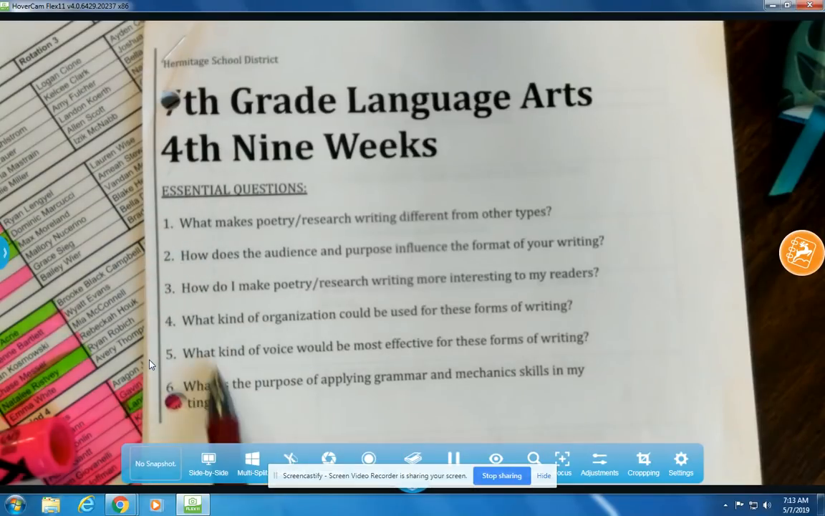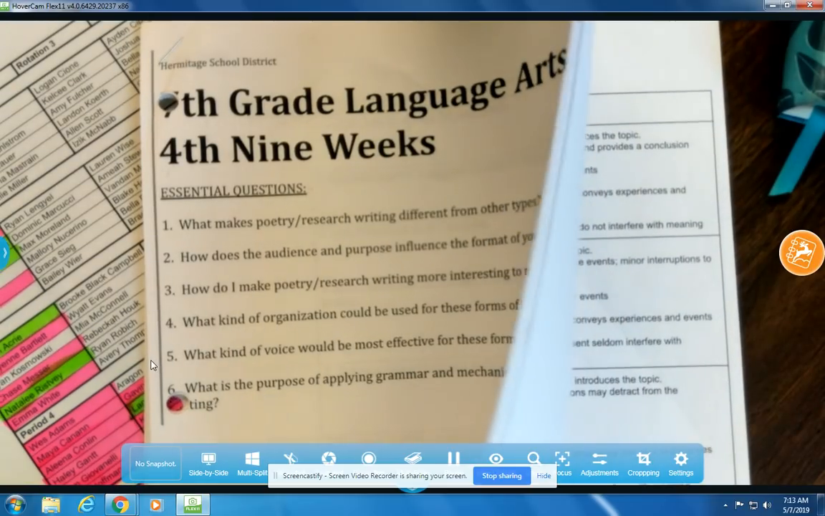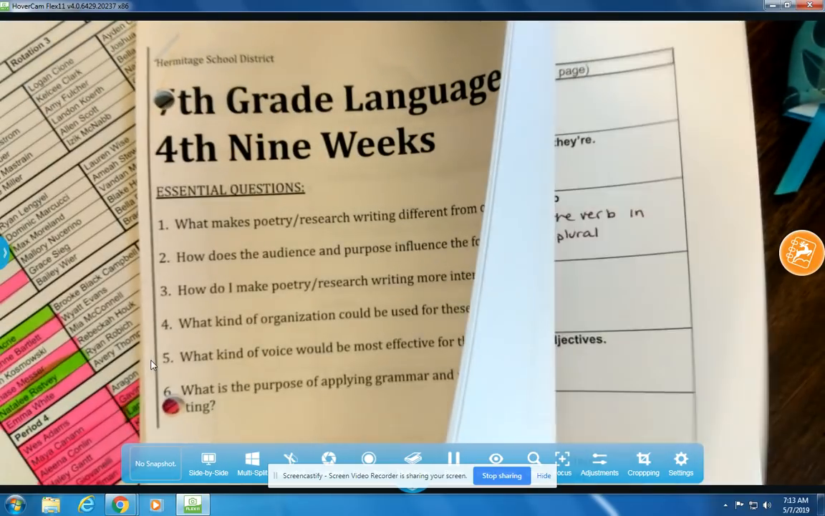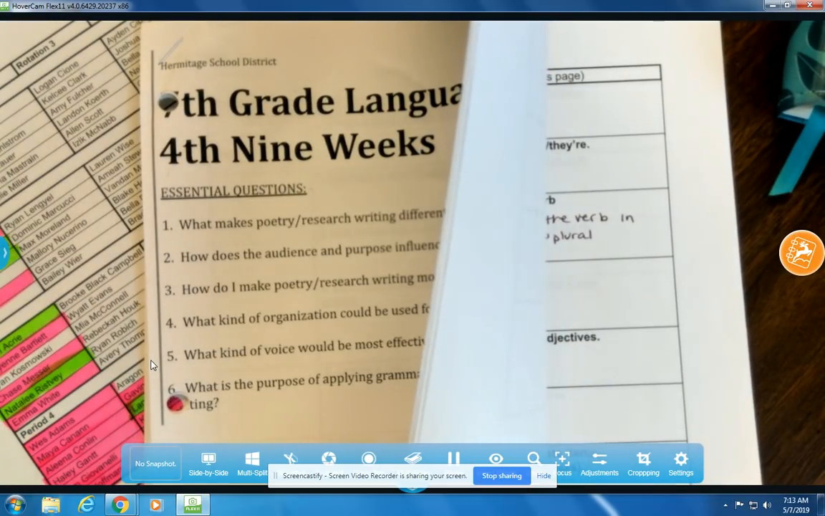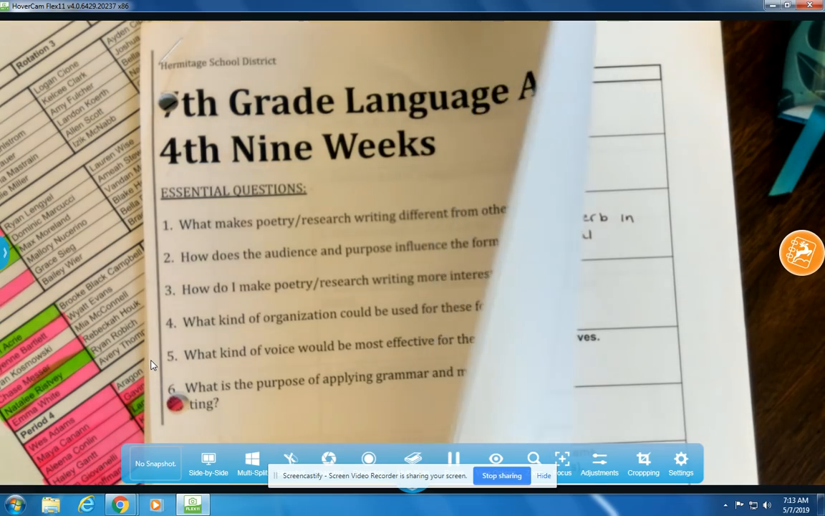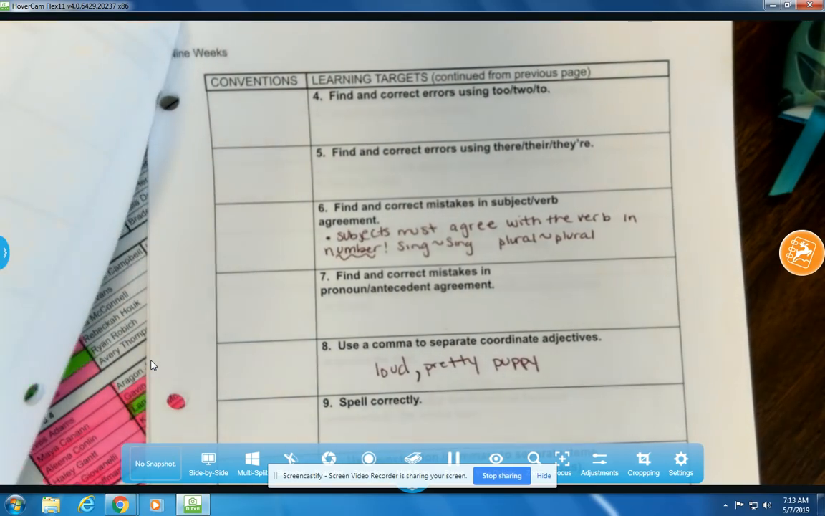Today we're looking at essential question number 6. What is the purpose of applying grammar and mechanics skills in my writing? As you probably noticed yesterday, I'm going fairly quickly through these. These have been done in multiple nine weeks, so this is sort of the one last hurrah review. The expectation is that you shouldn't have errors on your publication in any of these areas.